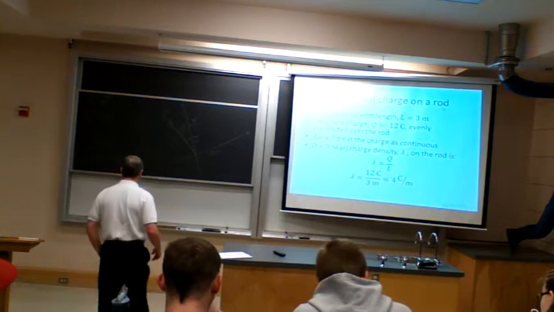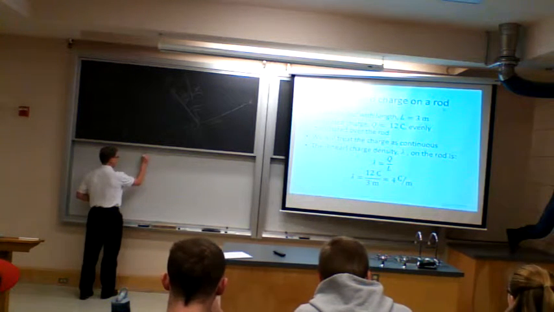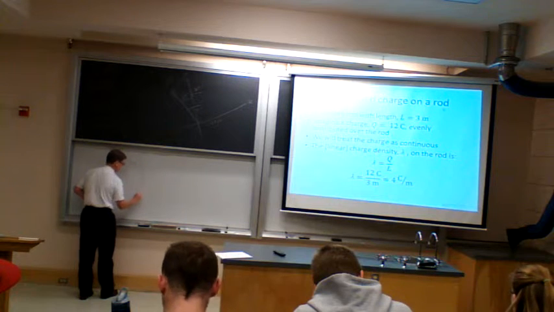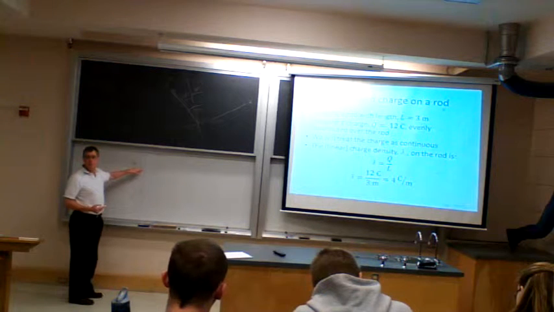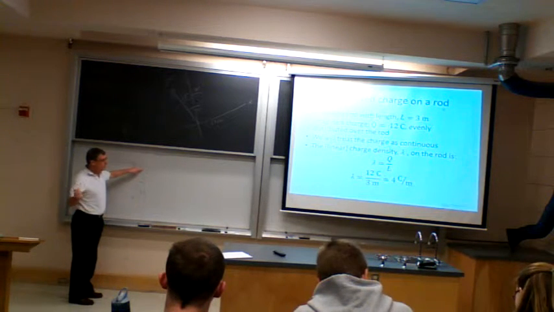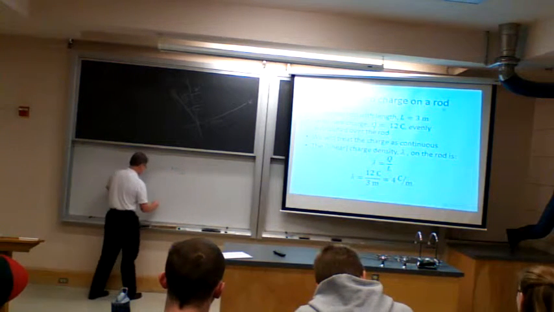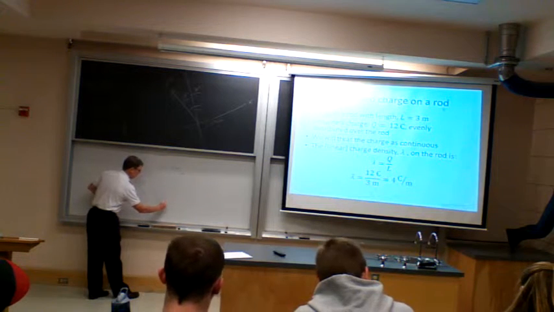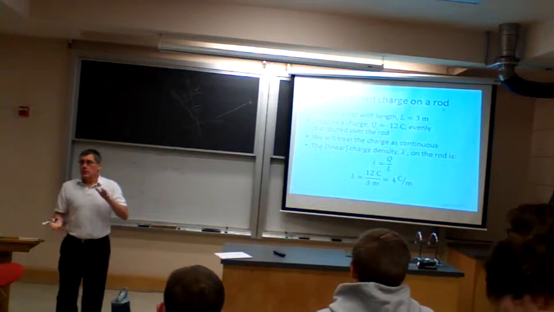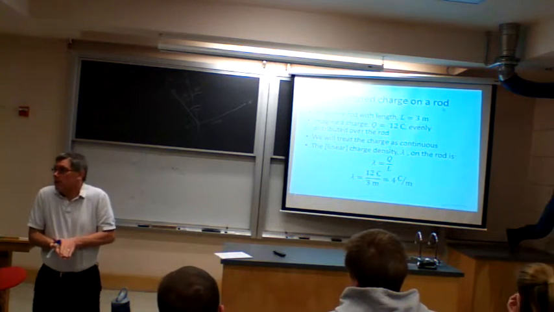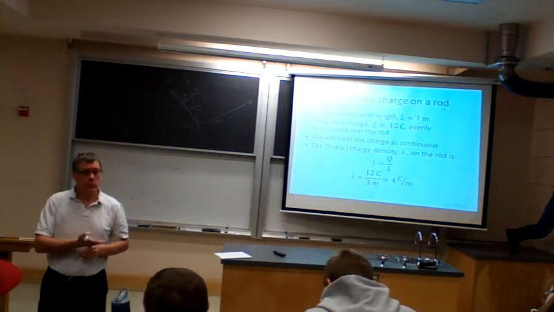If I cut that rod in half now, or a third, so now I have 2 meters of rod, and 1 meter of rod, what's the charge density of this piece? It's 4 coulombs per meter. What's the charge density down here? 4 coulombs per meter. So the charge density is the same for each little piece of that rod, assuming the charge is evenly distributed. So when we cut it into little chunks.